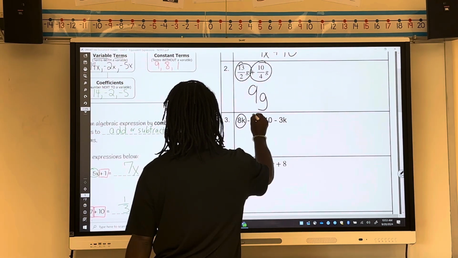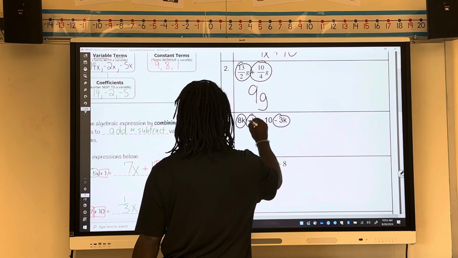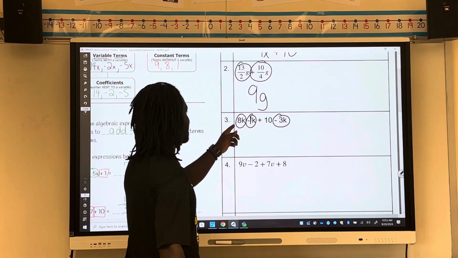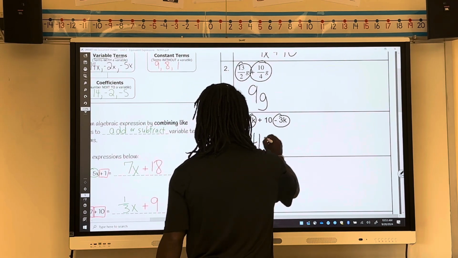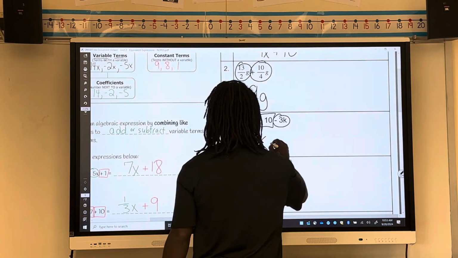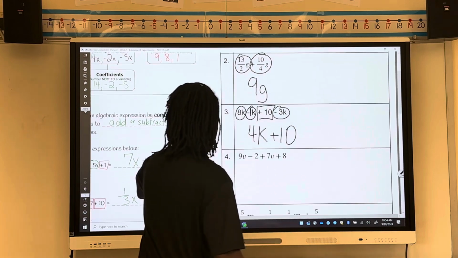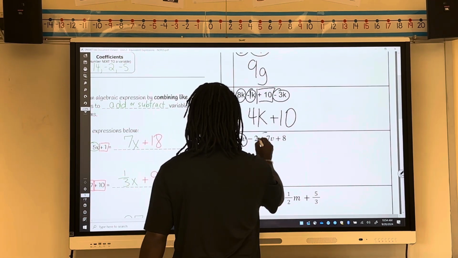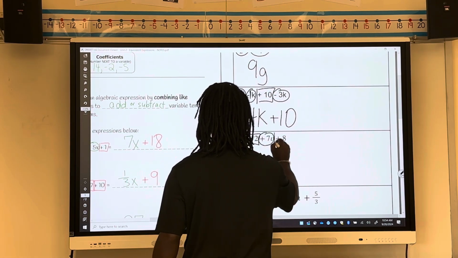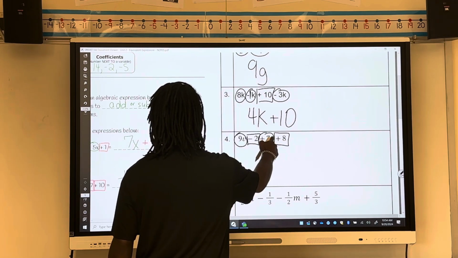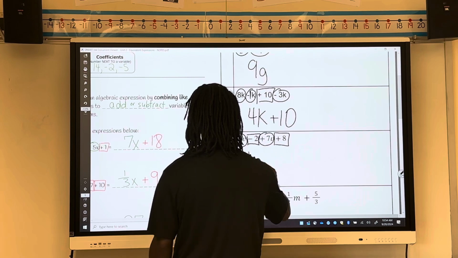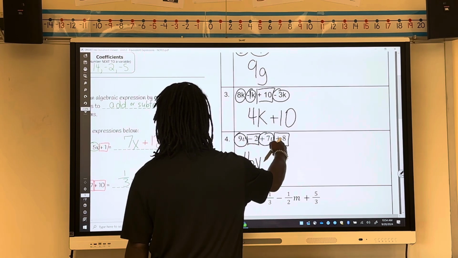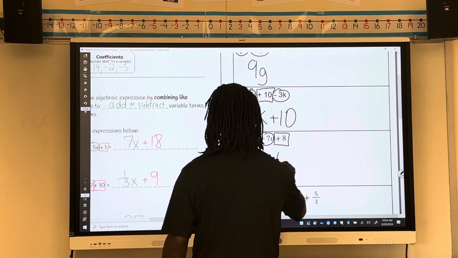Next, again, remember there's an imaginary 1 there. 8 minus 1 is 7, 7 minus 3 is 4k, and then plus 10, okay? And then combining my like terms, okay, 9v plus 7v is 16v. Negative 2 plus 8 is plus 6.